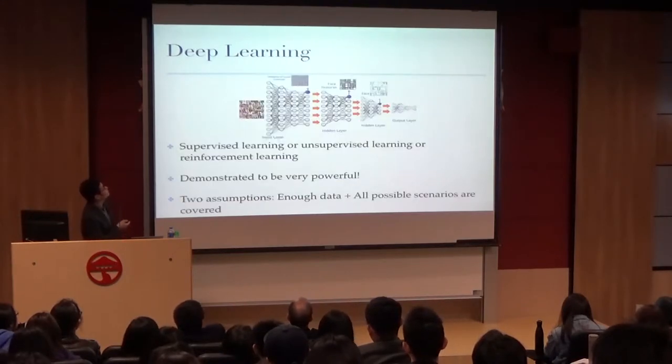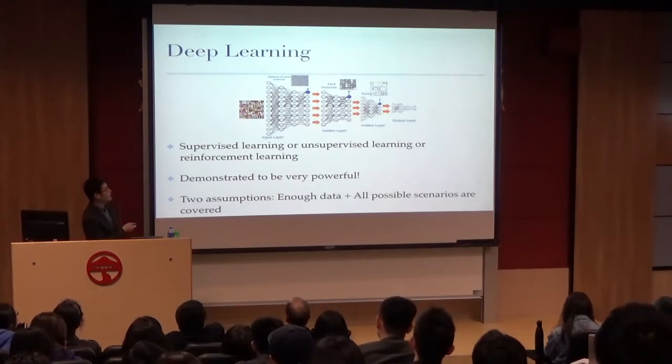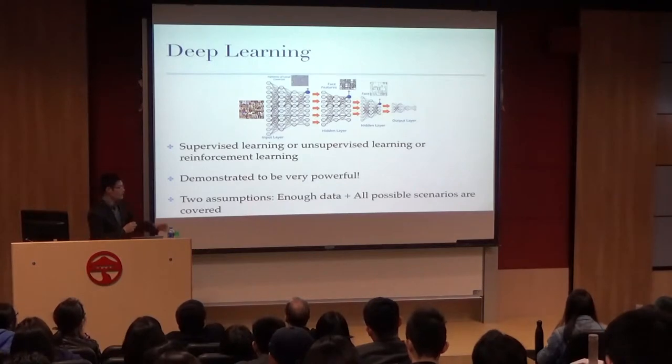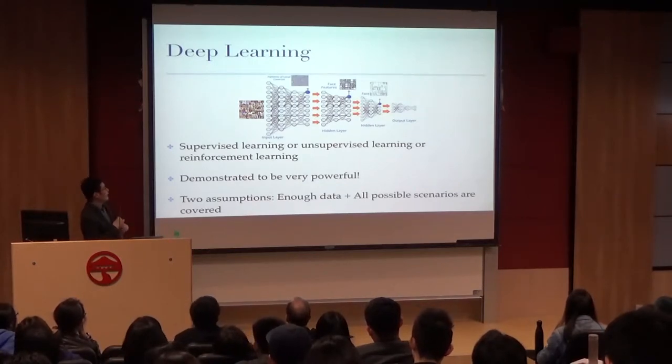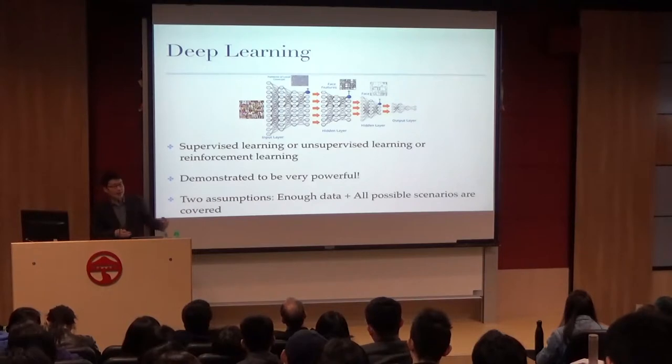Okay, so you can use deep networks. This is just a structure with a lot of neurons and connections. You can use this for supervised learning to make predictions, unsupervised learning to extract features, remember, with autoencoders, and to do reinforcement learning. And this has been demonstrated to be very powerful. And here, there are two essential assumptions underlying deep learning.